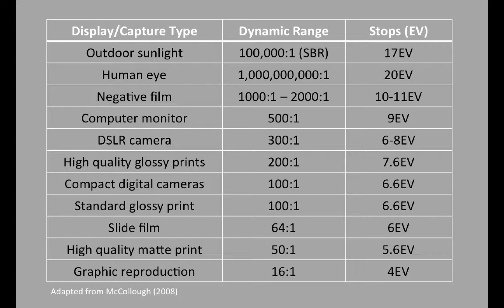High glossy prints, now we're talking about output, have a 200 to 1 or 7.6 stop range. Compact digital cameras, 100 to 1, about a 6 stop range. Glossy prints 100 to 1, slide film 64 to 1, 6 EV, handmade matte prints 50 to 1, graphic reproduction, which is brochures, catalogs, magazines, 16 to 1, which is only a 4 stop EV. So we can see that our outputs and inputs are quite varied, and how do we match all those?